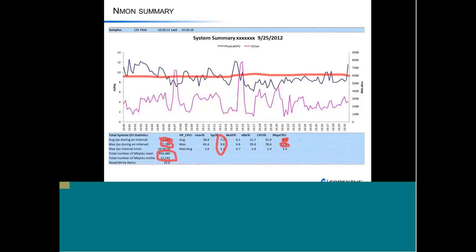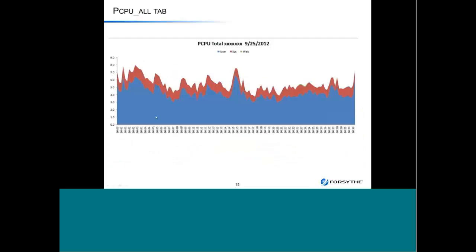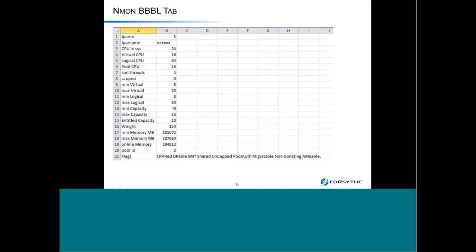Am I making sure that I'm not spending all my time in system time and not enough in the user actually doing application work. There's a new tab called the pCPU All tab, and this basically gives me the physical cores consumed. So again, it's just a different way of looking at it, and it breaks it into user and system, which is kind of nice because I can see what it looks like. There's also a BBBL tab, and in here you get the output from an LPAR stat. So it tells me I have 24 cores in the system. I have 16 in my pool. I have SMT4. This is just for this LPAR. And then it gives me my memory and so on. It also tells me I'm not donating, that I'm uncapped, that I'm SMT shared, and so on.